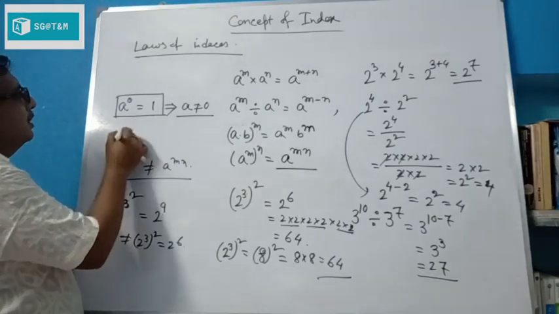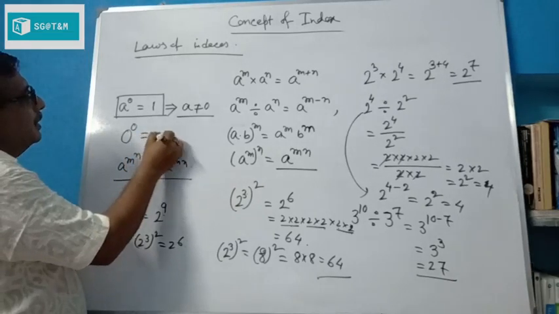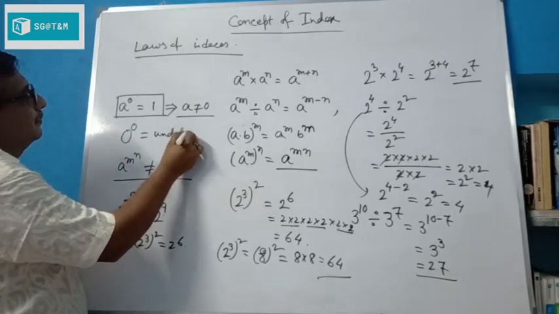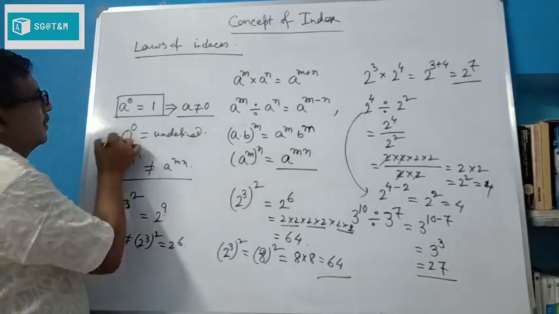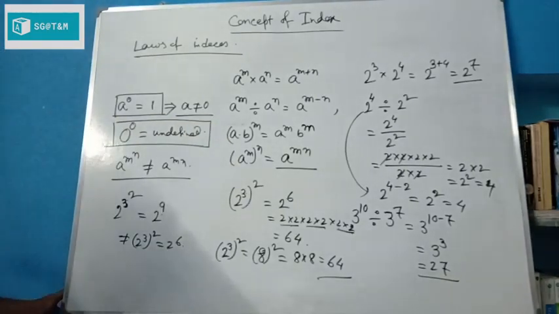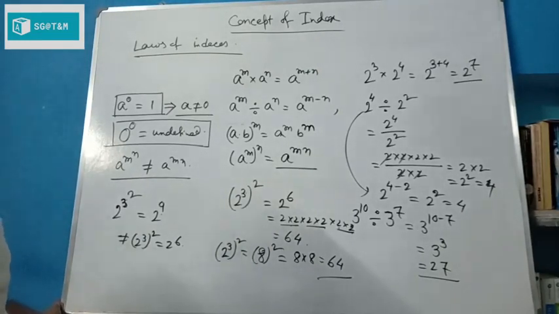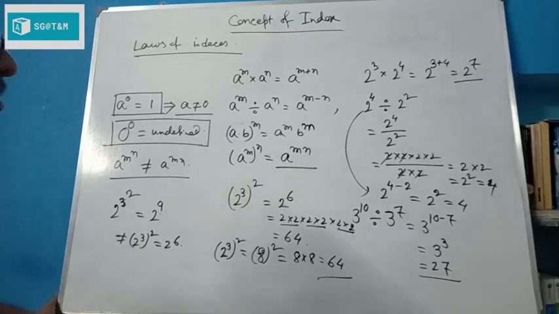So if a is 0, then what happens? This is 0 to the power 0. This is undefined. 0 to the power 0 is undefined. Keep it in your mind, 0 to the power 0 is undefined. Something to the power 0 is 1 except a is non-zero.